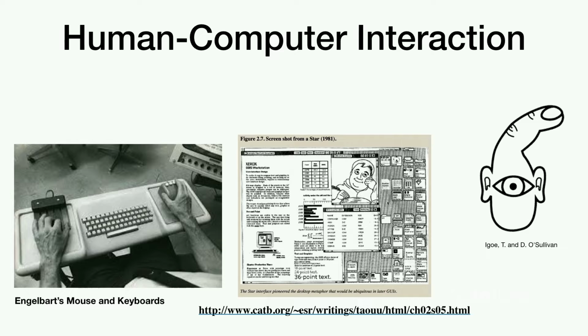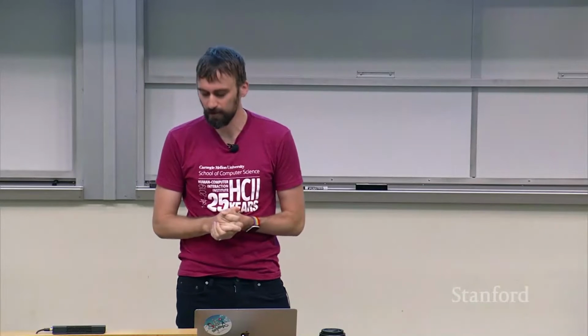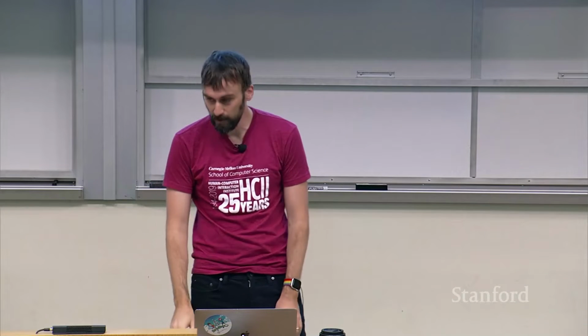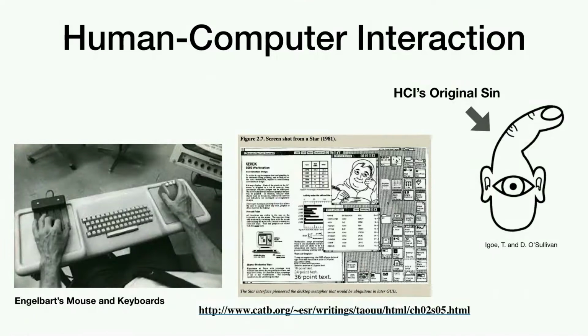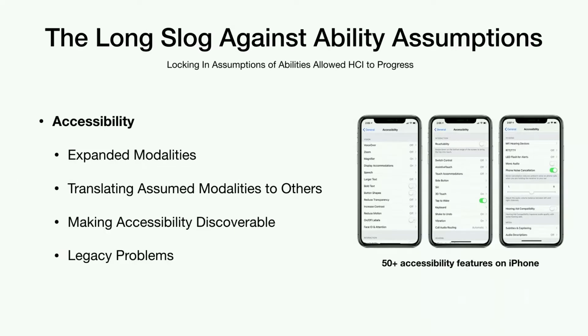One way I've started, sort of jokingly but somewhat seriously, referring to this is that these ability assumptions are HCI's original sin, right? This is what we've been working against in accessibility now for years. One way of thinking of accessibility is as the long slog against ability assumptions. So we've locked in this set of abilities. How do we develop devices that work in different ways?